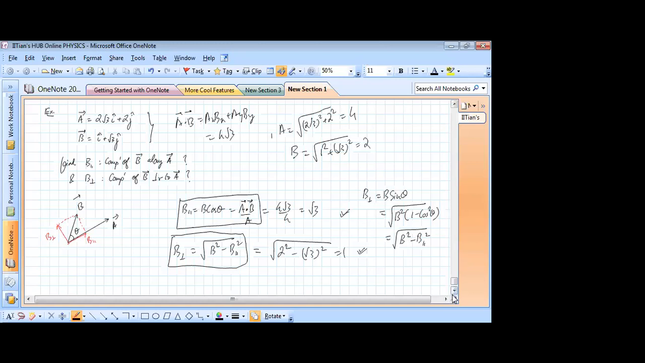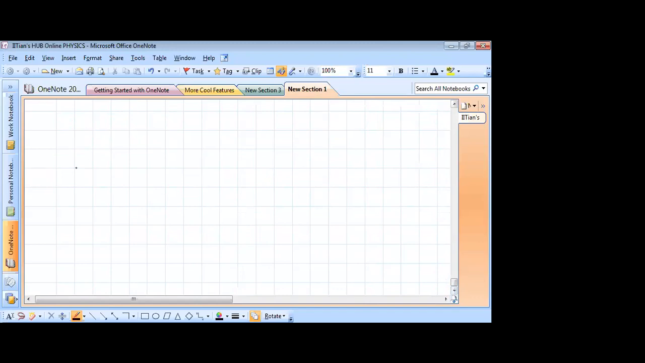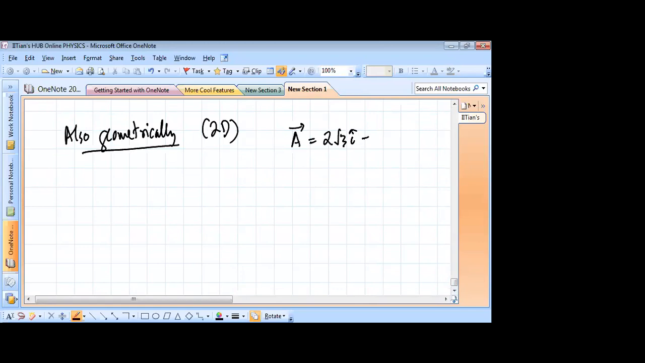Okay. Now let us also see geometrically how this question is working out, because it is a two-dimensional question. So we have the option of geometry also. Okay. So also geometrically we can see, okay, because it's 2D. Okay. So the vector A was how much? It was 2 root 3 i cap plus 2 j cap. So how will this look? It will be magnitude of 4 at 30 degrees with respect to x-axis, because tan theta for this will be 1 by root 3.